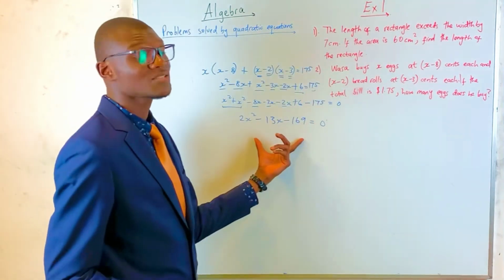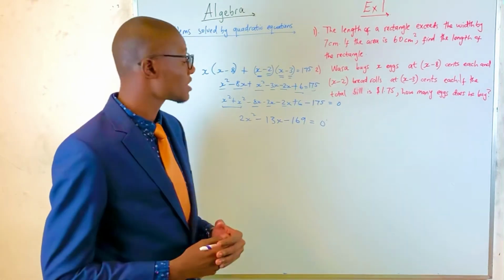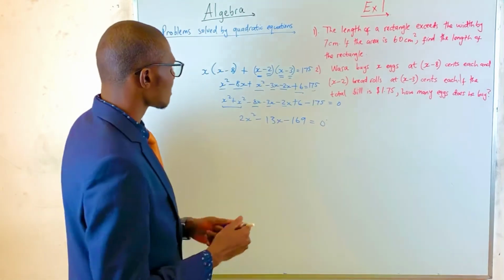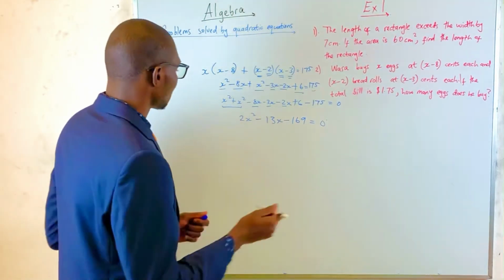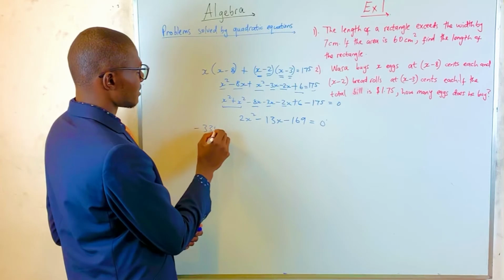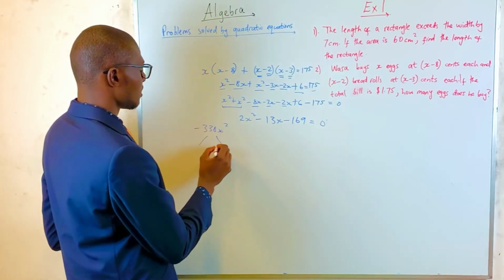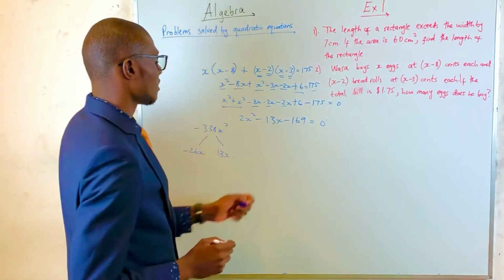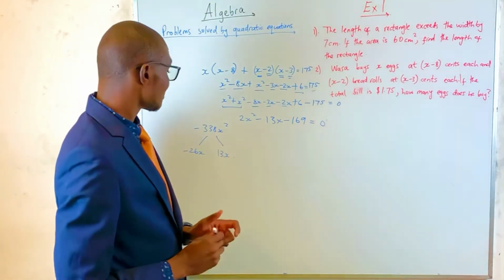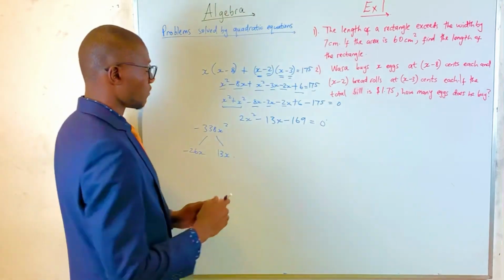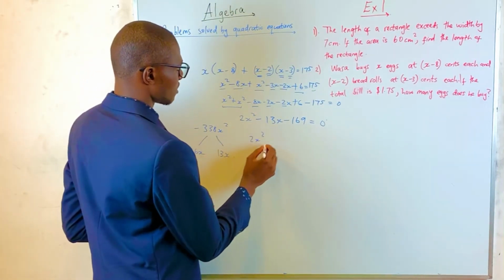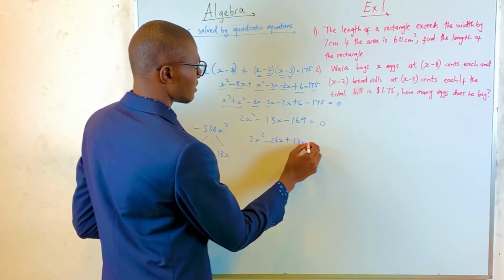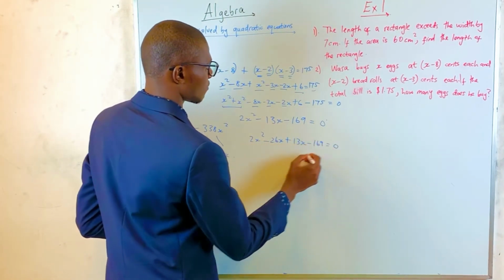We could use the quadratic formula if you choose to do so, but by solving by factorization, you multiply those two, you get minus 338x squared. So the factors that you need are minus 26x and 13x, so that you get minus 13x when you add those two. So if we substitute, 2x squared minus 26x plus 13x minus 169 is equal to 0.